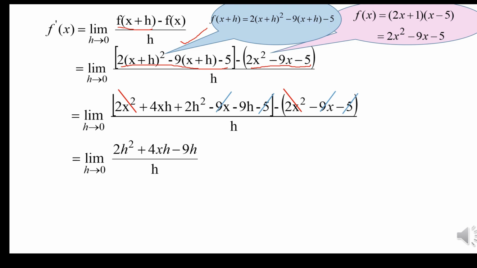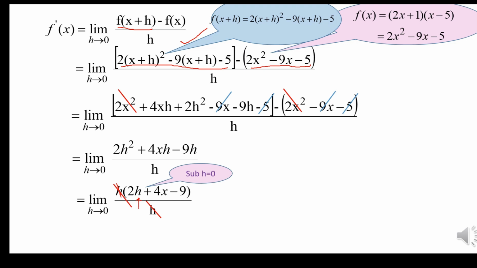Then what we need to do is we will do 2 things here. Firstly, we need to factorize h in the numerator. Then after you factorize h, you need to cancel out h. Then you substitute h equals 0 here. Then you will get the answer. So what is the answer? After you substitute h equals 0 here, you will get 4x minus 9. Okay, understand?